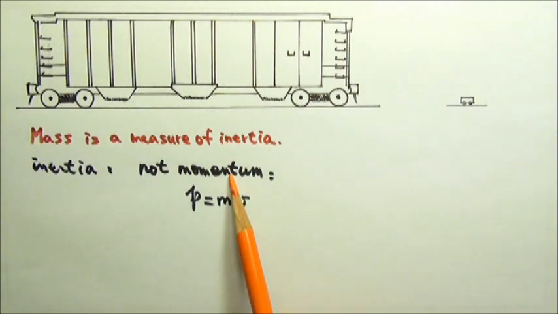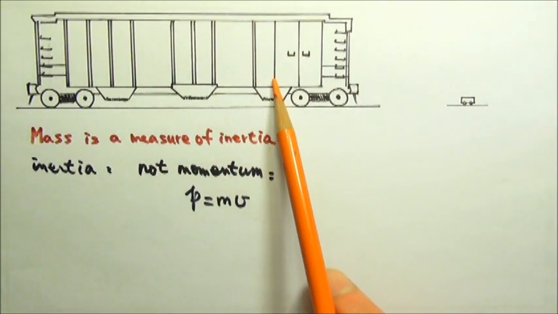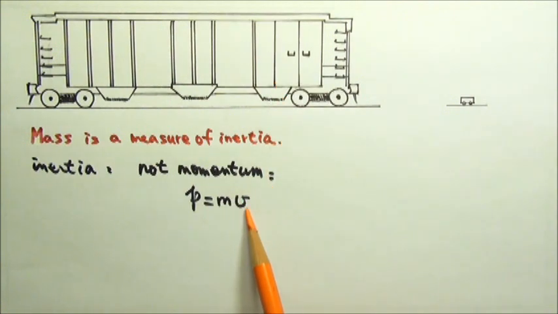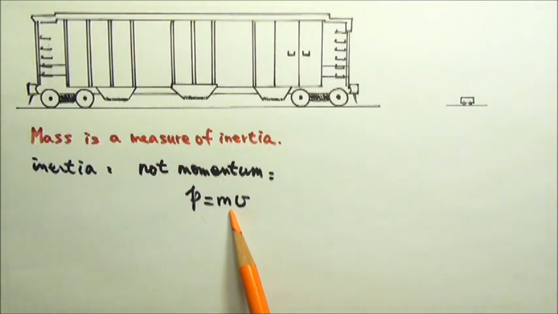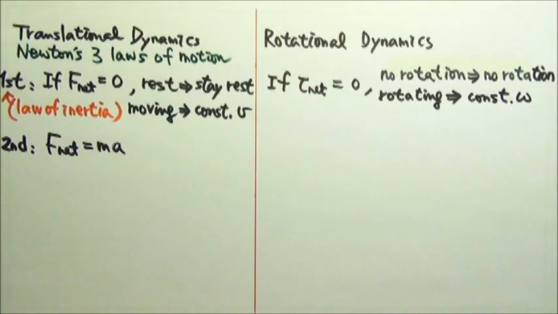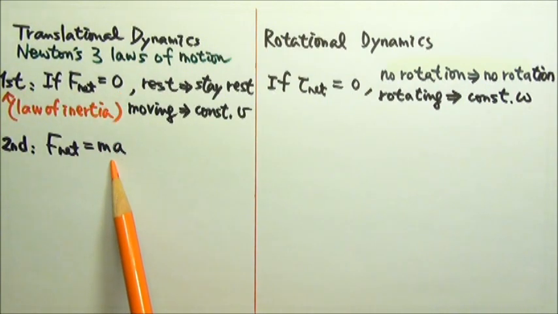By the way, momentum is not a measure of inertia. For example, a heavy train car at rest has no velocity, therefore no momentum, but it still has large inertia. The second law says net force equals ma. So the first law is just a special case of the second law.